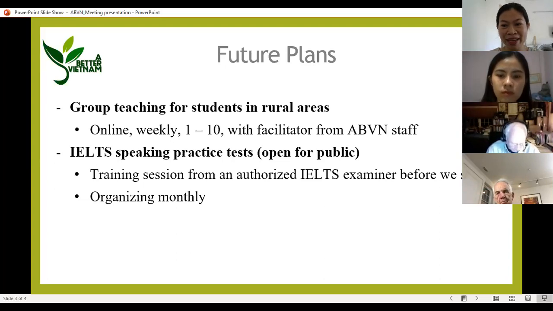Luckily, recently we have a volunteer teacher. She is an authorized IELTS examiner. She is now living in Hoi An, and she is happy and willing to provide a training session for the teachers who would like to become an examiner for the practice test. So we will organize the training session very soon for the examiners to get some idea about how to do it in a very professional way.